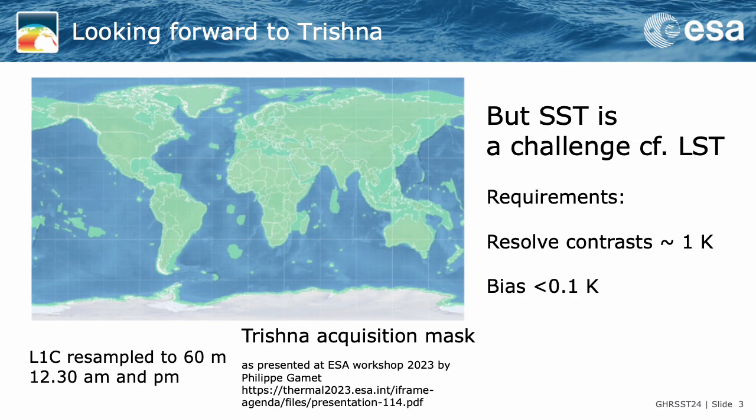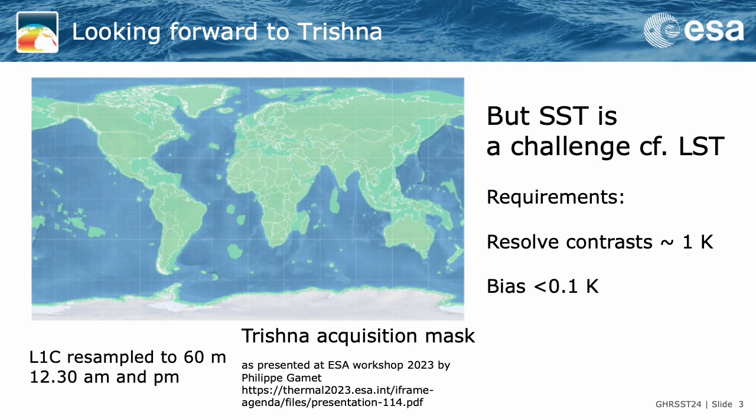The Trishna observations will be a level 1C product of brightness temperatures, resampled to 60 metre resolution, and will happen at a good time of day and night, close to the peak of the diurnal cycle. The Trishna acquisition mask, as seen here, covers shelf seas and a good halo around the entire coastline of the land masses. And so this will enable coastal zone observation, which is great.